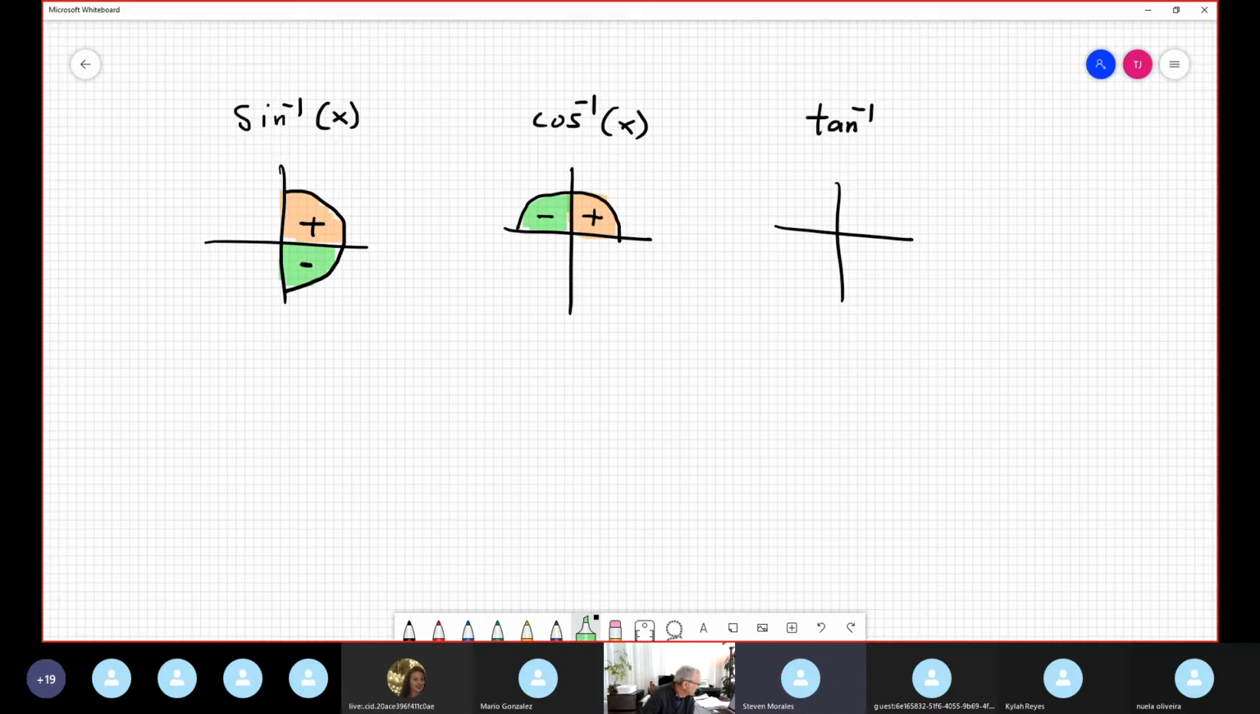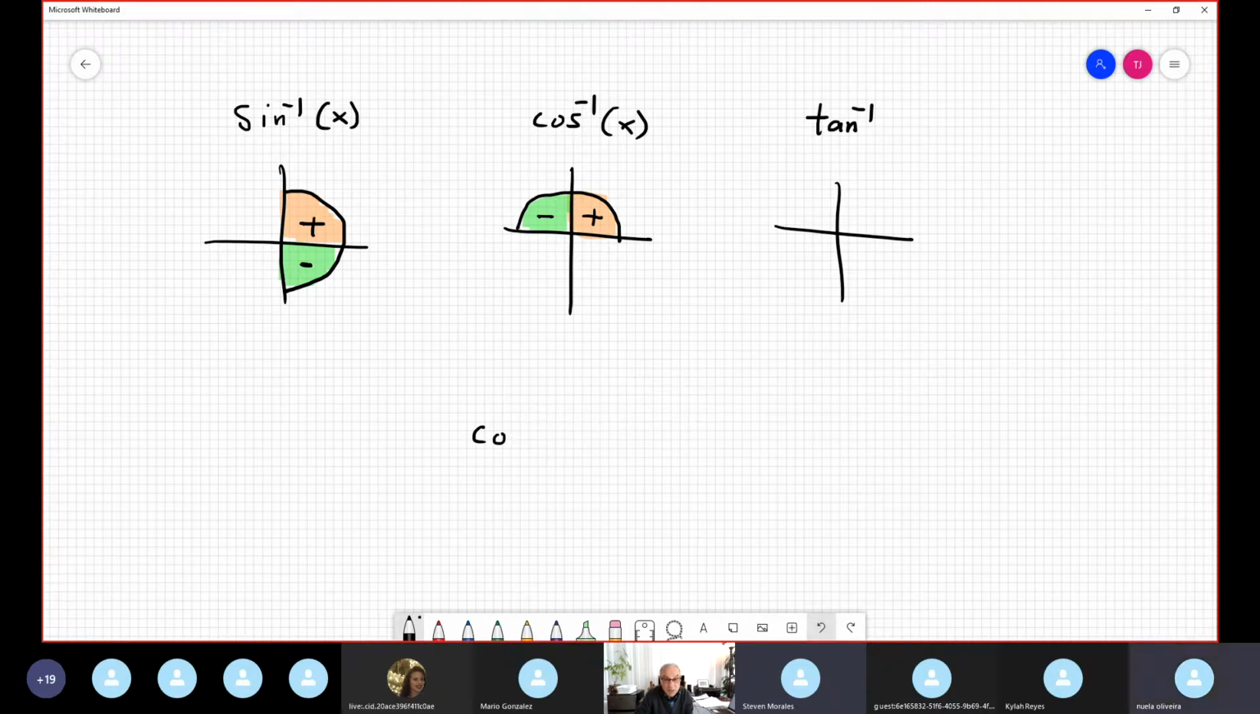What is the 120? 120 is in the second quadrant, no? To match the example que I did before, que es cosine inverse of negative 1/2, it is 120, which lies in the second quadrant, over there. Super good.